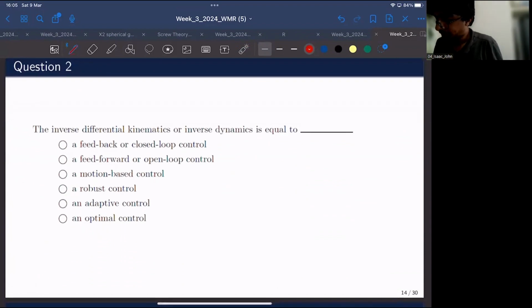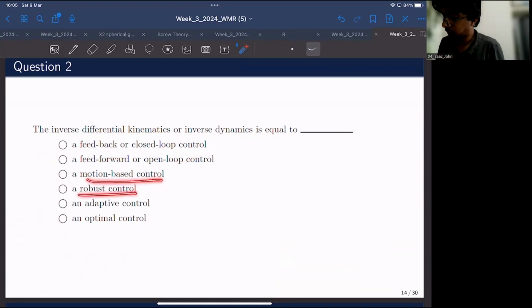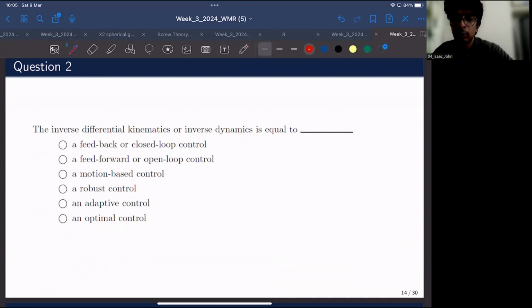Now, moving on to question 2. What does it say? The inverse differential kinematics or inverse dynamics is equal to a feedback or closed loop, a feed forward and open loop, a motion-based control, a robust control, an adaptive control, or optimal control. Which of them is actually true? Is it feed forward or feedback? I'll only consider inverse differential kinematics, which is applicable to inverse dynamics also.